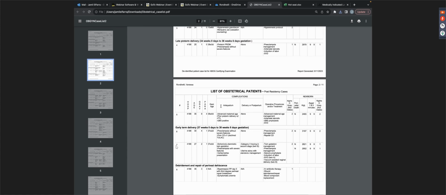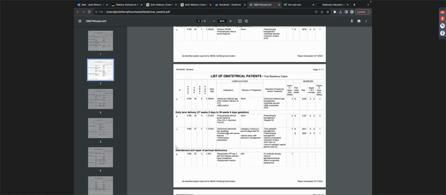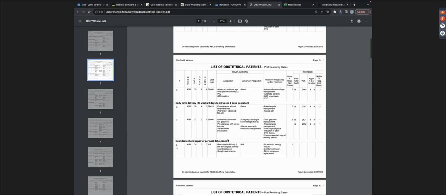Okay, so doctor, let's go to case number 7. I see that you have attempted a vaginal delivery of twins. Is that something that you're comfortable doing? Yes, I am.